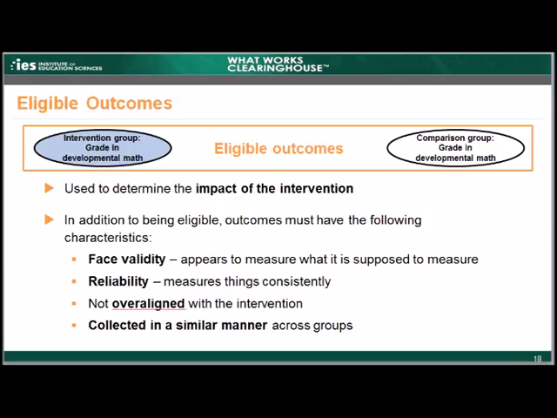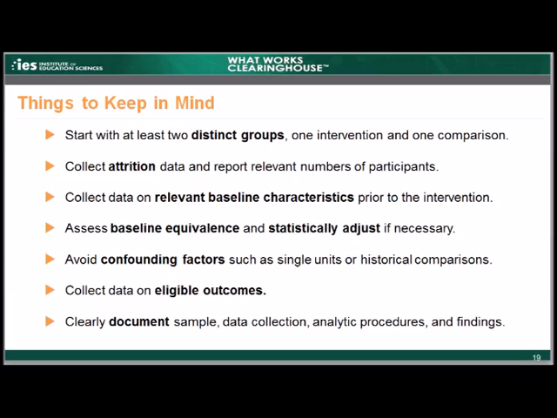Thank you, Will. Before we move on, I'll reinforce the takeaways to keep in mind in thinking about the WWC's reviewing criteria. Start with at least 2 distinct groups, with data collected before and after the intervention. Report attrition data, including the number of participants in each group at each stage. Assess baseline equivalence before estimating impacts, and adjust for differences in baseline measures if necessary. Avoid confounding factors such as single units or single implementers.